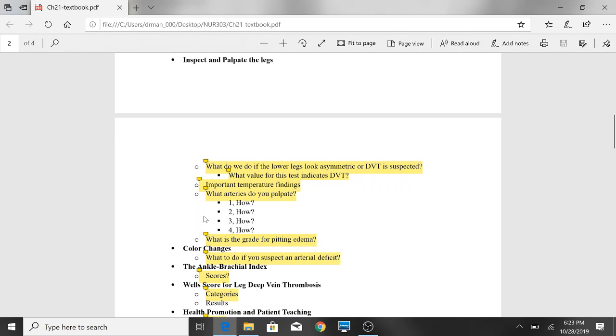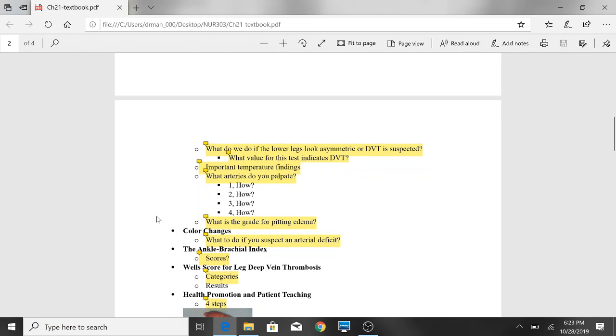Grading for pitting. You get a 1+, it's mild, 2+ moderate, 3+ deep, 4+ very deep.